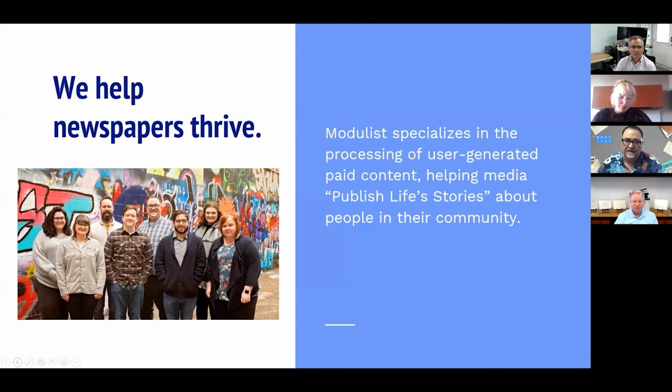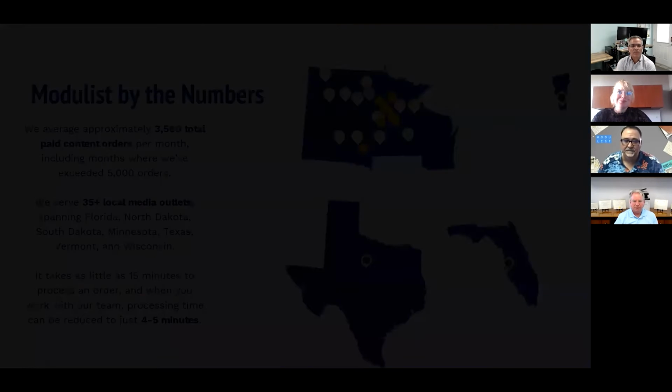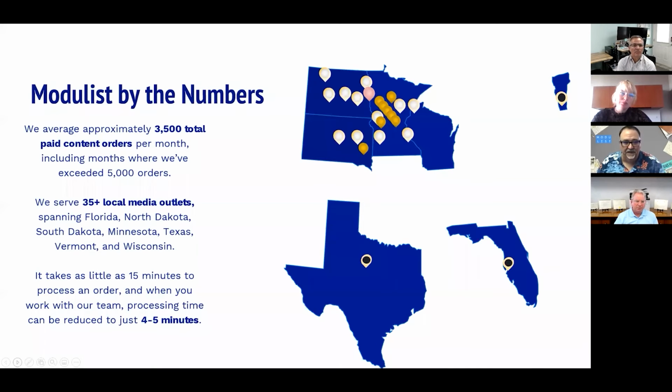Next slide. Just a little bit more specifically about Modulist, we've told you that we've been in existence about 5 years. So we are averaging about 3,500 paid content orders a month. Now that's not just obits, of course, that's across all of our paid content verticals. So those could be pet milestones, those could be a classified, those could be an obit, etc. You'll see the states that we have partner newspapers in at this point. And we continue to grow.